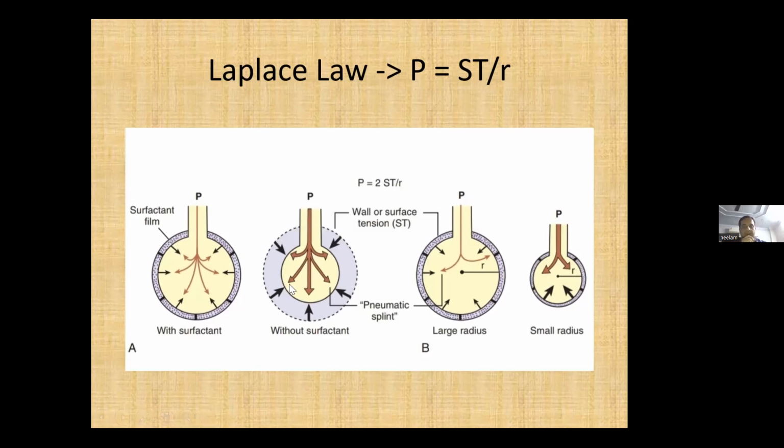So this is one concept. Second, this alveolus has a larger diameter, or a larger radius. Here the radius is large, so pressure required will be small. Here in this last picture, the radius is small. So since the radius is small, the pressure required to keep this alveolus open will be more. This is what we call the Laplace law. These are some laws of physics, but they are very important when we discuss respiratory mechanics.